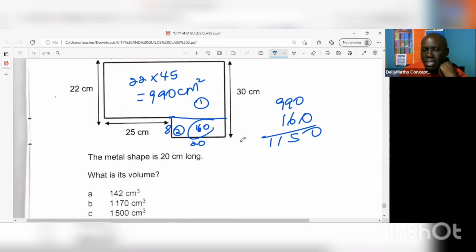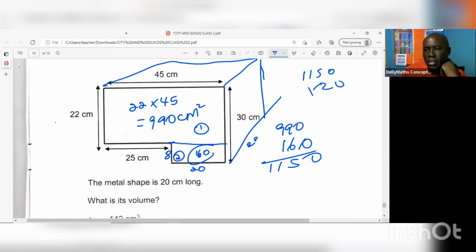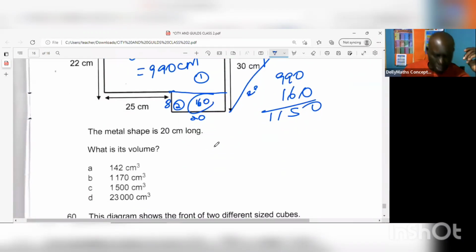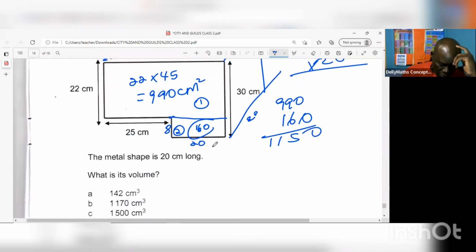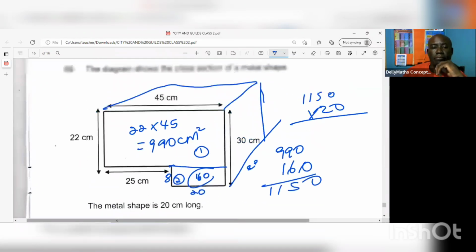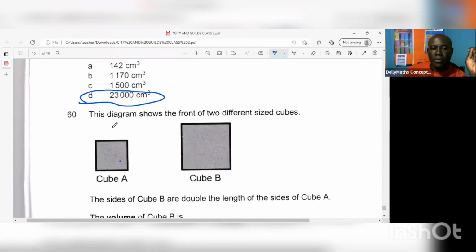Then remember they told us that it is 20 long. That means it extends itself like that, and this is 20. So we have 1,150 times 20. We multiply that by 20 and we're done. This will give us 23,000. So it's area of cross section times the length.